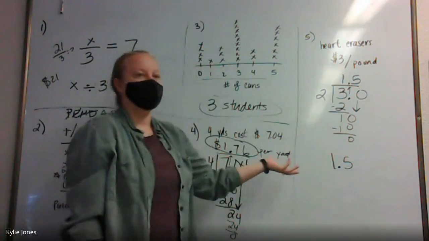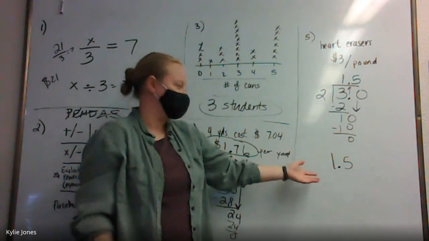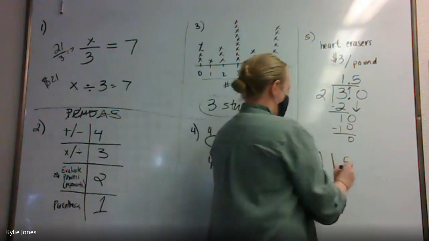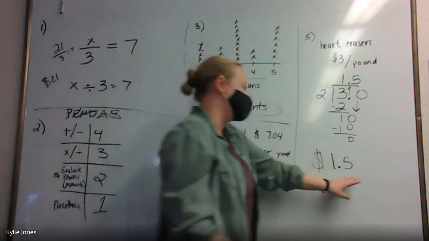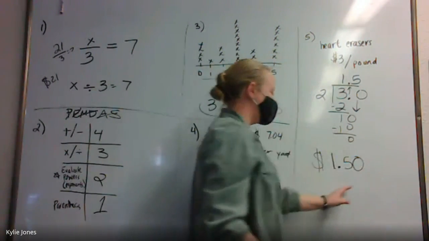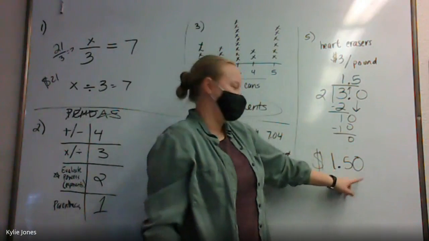But that's not money. That's not how you represent a dollar amount. Right? You don't say it's $1.5. That's not how it works. Good. And you need to make sure that you add your 0 to finish it out. Money always goes out 2 decimal points. So make sure you add that second 0.